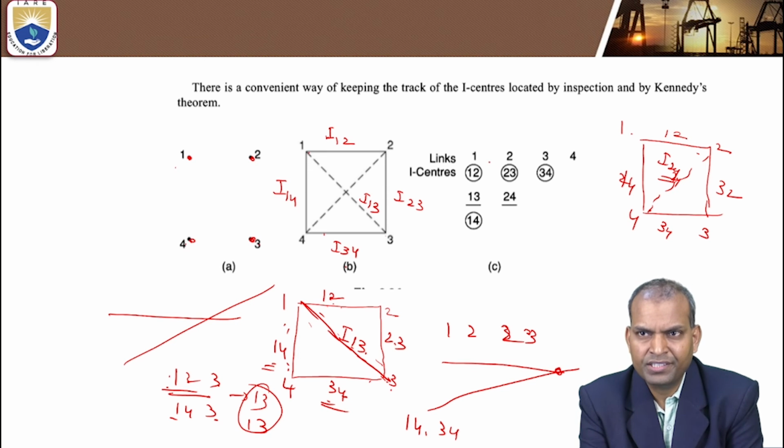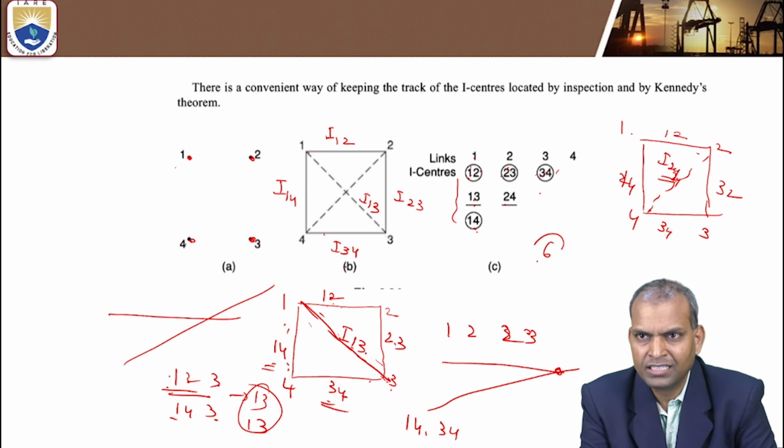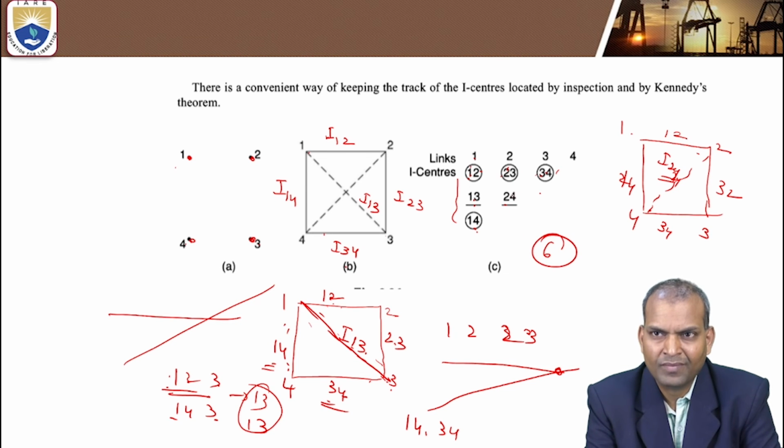Now we considered in this figure C the 1, 2, 3, 4 links. The combinations are 1, 2 and 1, 3 and 1, 4, and 2, 3, 2, 4, 3, 4. How many are there? 3 plus 3, 6. These are the 6 instantaneous centers for a 4-bar mechanism.